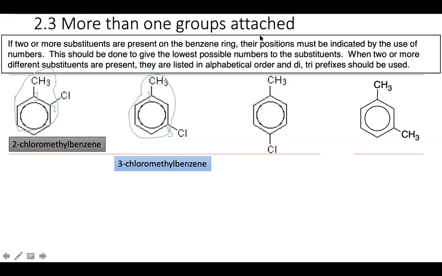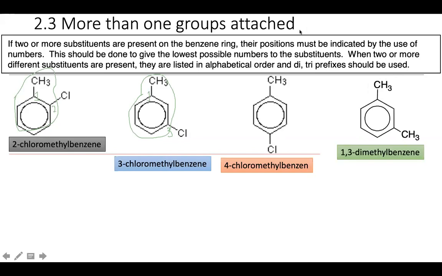And I think it's getting quite obvious. The next one is a 4-chloromethyl benzene. I am missing an E there. Okay. The last one, you have 2 methyl groups. Okay. So this is a dimethyl.